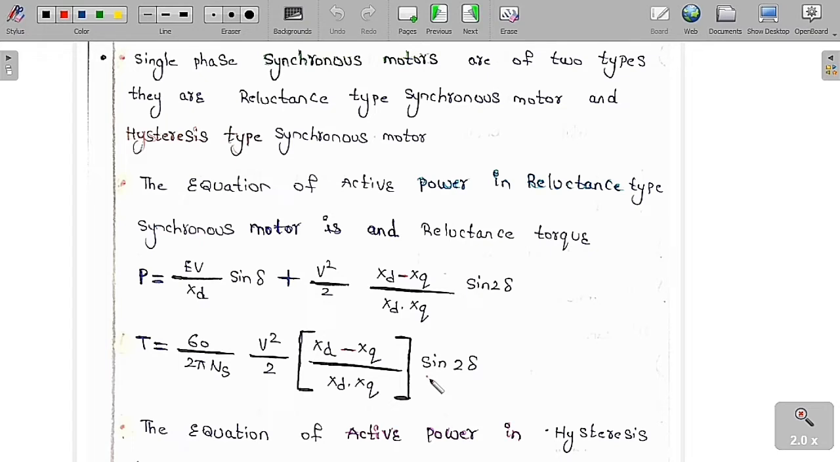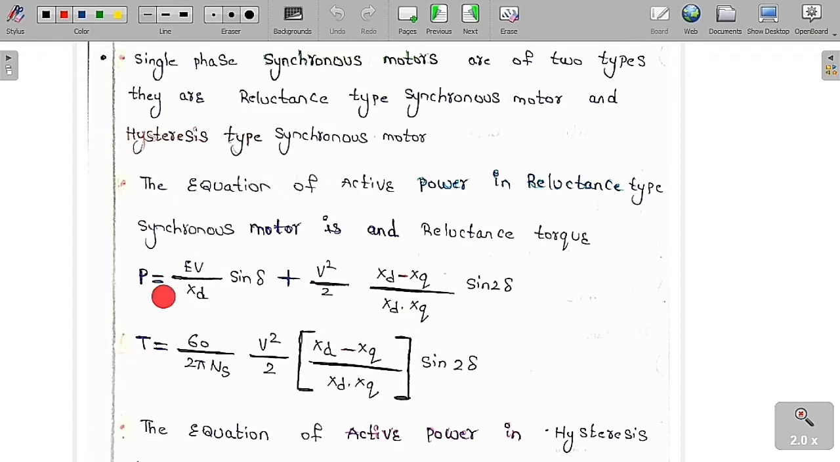So we can say this is the equation of the active power and also the reluctance torque in the case of the reluctance type synchronous motor. I already told you single phase synchronous motors are of two types. One is the reluctance type and the other is the eccentric type. The active power equation and the torque equation, called the reluctance torque, of the reluctance type synchronous motor: P is equal to E into V by XD into sin delta plus V square by 2 into (XD minus XQ) by (XD into XQ) into sin 2 delta.